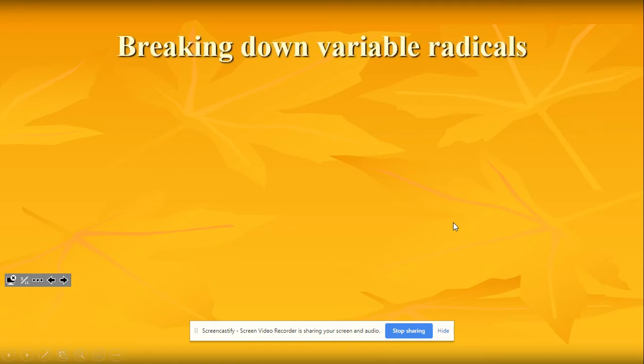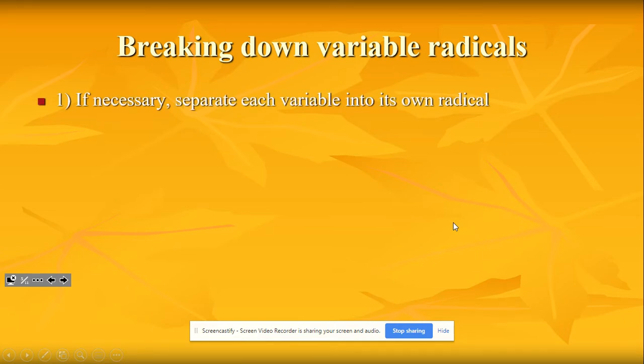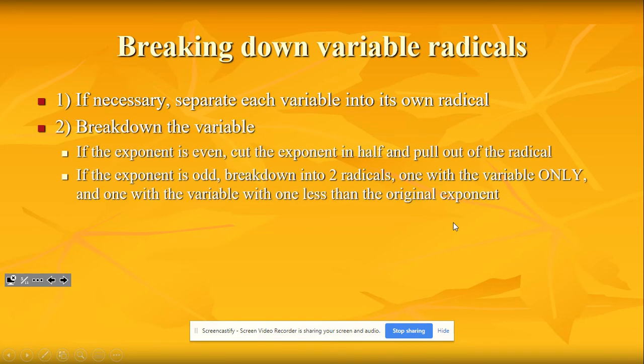Let's talk about breaking down radicals that have variables involved. So if necessary, if you have more than one variable, you want to separate all of the variables into their own radicals. Next, break down the variable. If the exponent is even, simply cut it in half and pull it out of the radical, because any even exponent is a perfect square.